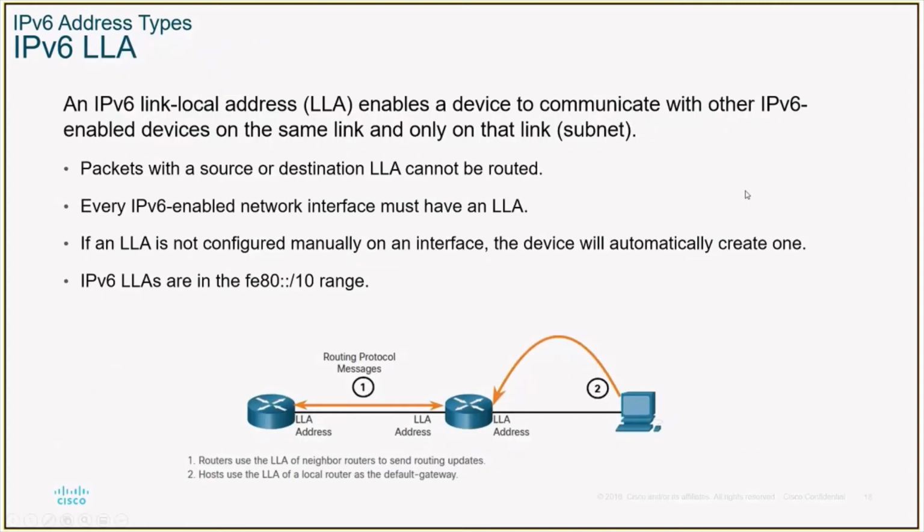Okay, so the link local address enables a device to communicate with other IPv6 enabled devices on the same link and only on that link. Packets with a source or destination link local address cannot be routed. Every IPv6 enabled network interface must have a link local address. If a link local address is not configured manually on an interface, the device will automatically create one. IPv6 link local addresses, as I said, start with FE80. Routers use LLAs to neighbor routers to send routing updates. Hosts use the LLA of the local router as the default gateway.